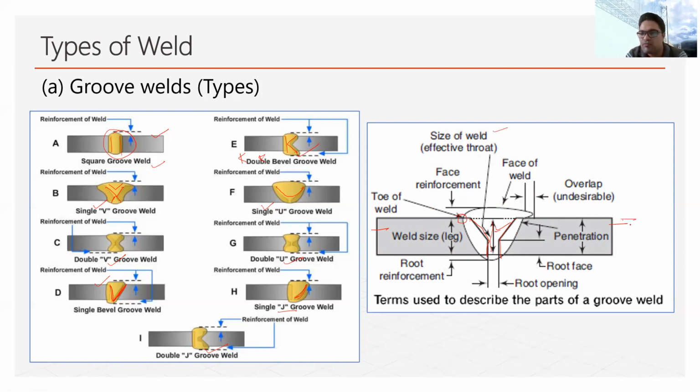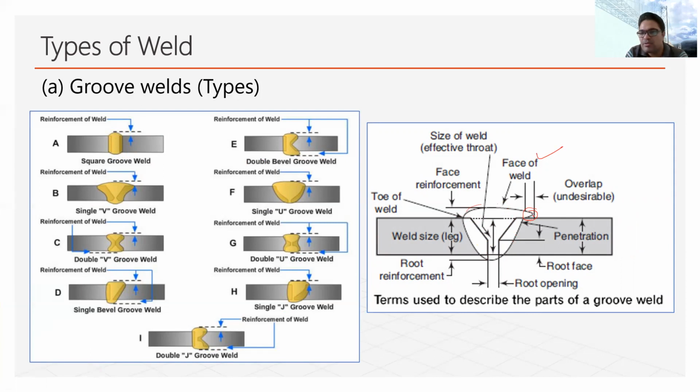Size of weld is equivalent to the thickness of the plate. So this is the size of weld. Similarly, the above profile is called the face of weld, and sometimes it subsides when we finish the welding. Sometimes, if the welding is very excessive, it may subside into the adjacent part.